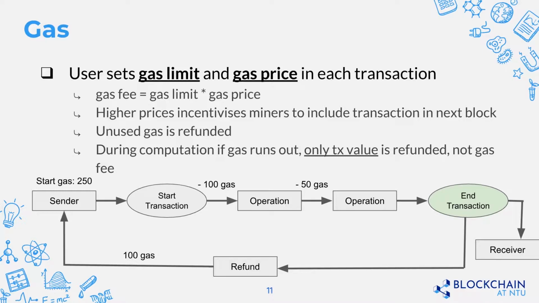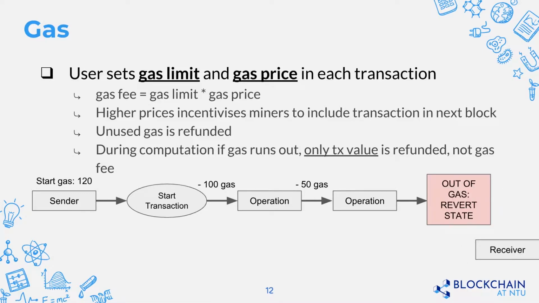From the first transaction, you do an operation on the EVM and it costs 100 gas. From a second operation, it costs another 50 gas, right? And now the transaction is complete. So there's an excess of 100 gas left, and this gas is refunded to you, okay?